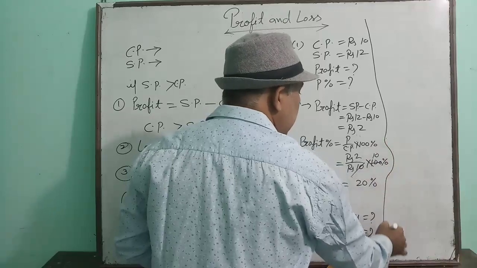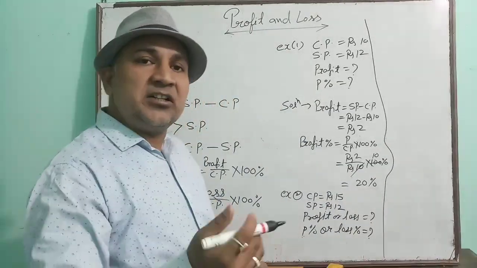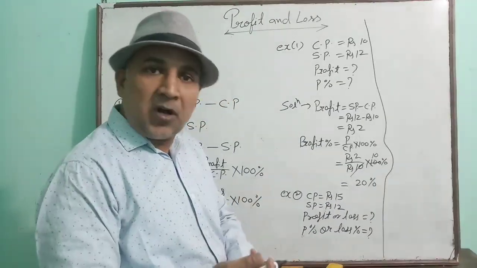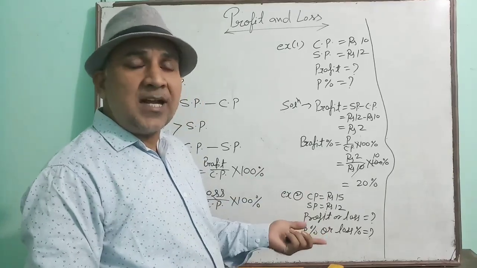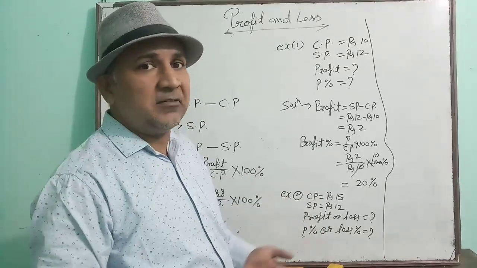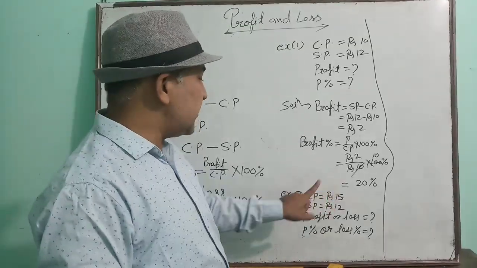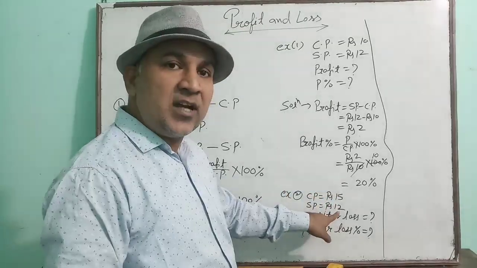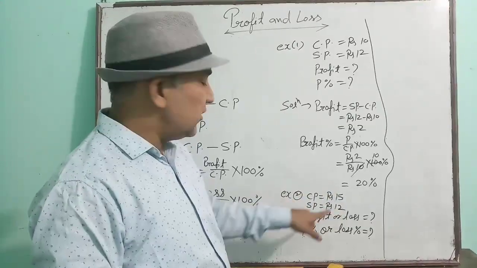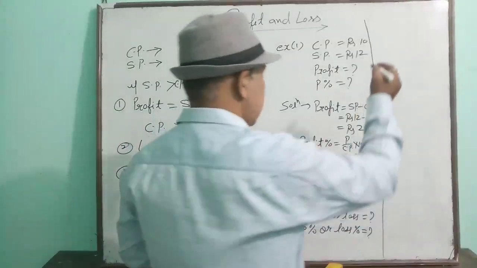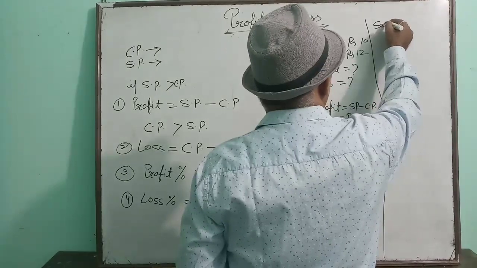We know that if selling price is greater than cost price, then there will be profit. And if cost price is greater than selling price, then there will be loss. So check here. Cost price is rupees 15, selling price is rupees 12. Which one is greater? 15 or 12? See how to solve this one.